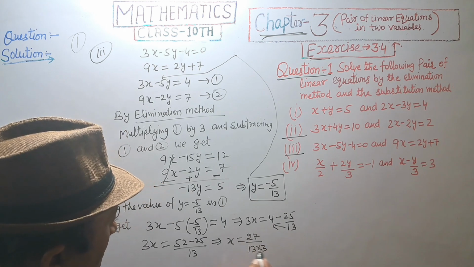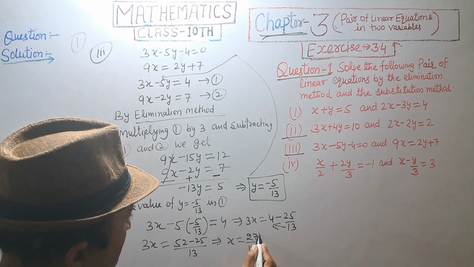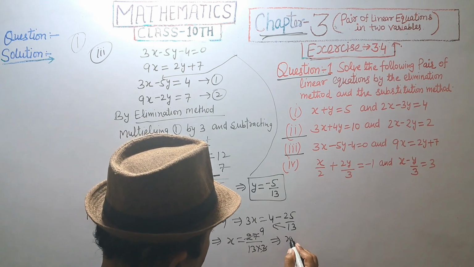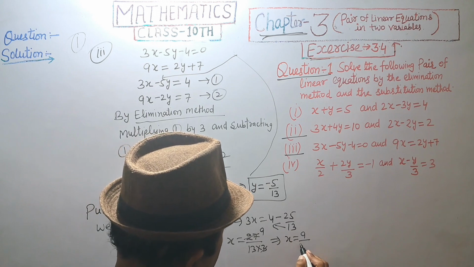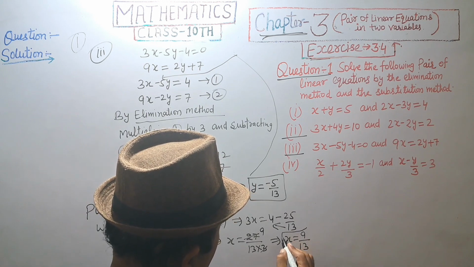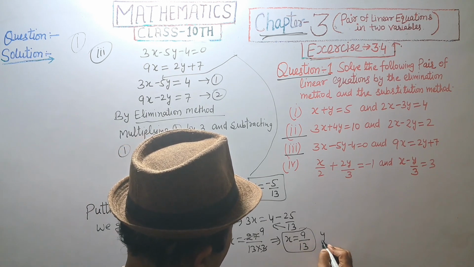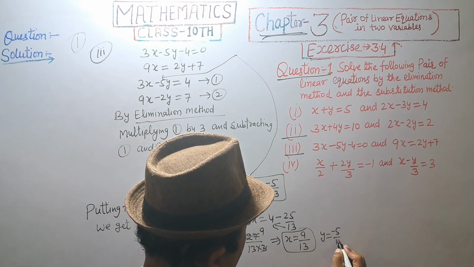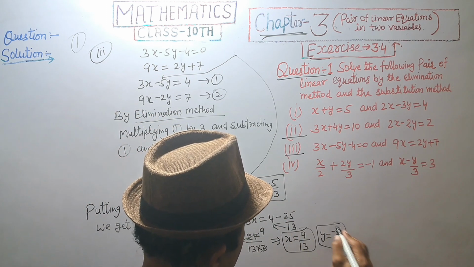divides 27, 3 9s are 27. This implies x is equal to 9 upon 13 positive, and y is equal to minus 5 upon 13. Answer.